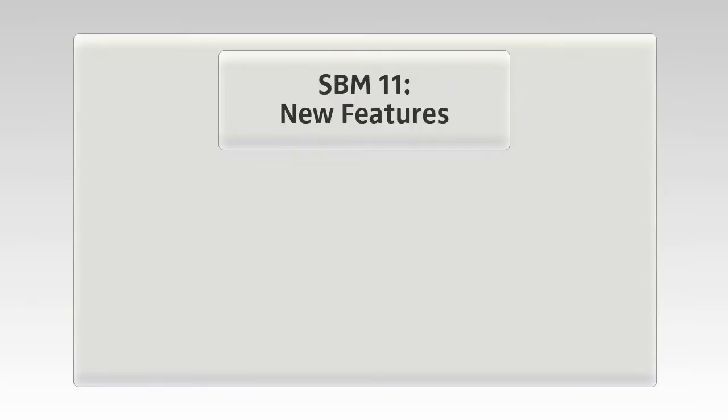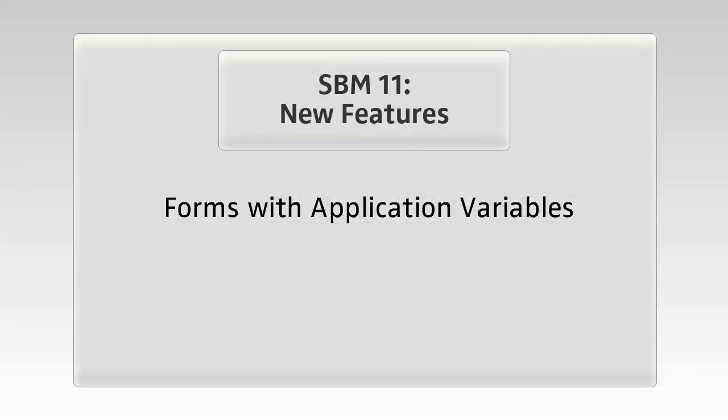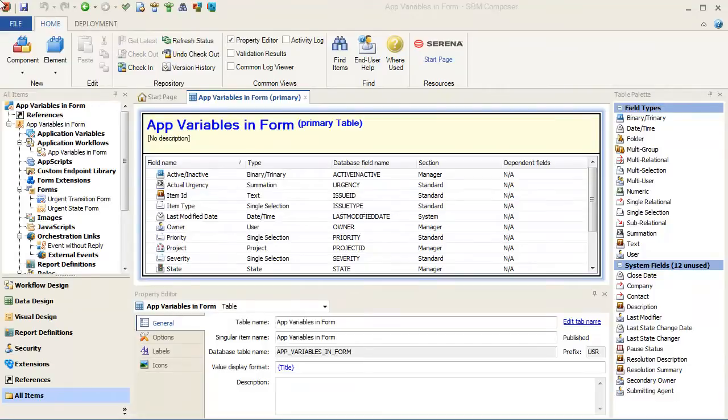In this module, we will discuss an enhancement to forms available with SBM 11. Now, in SBM Composer, you can use application variables directly on custom forms to dynamically change their look and behavior. An application variable stores the value of a primary field. Let's take a look at how this can work.